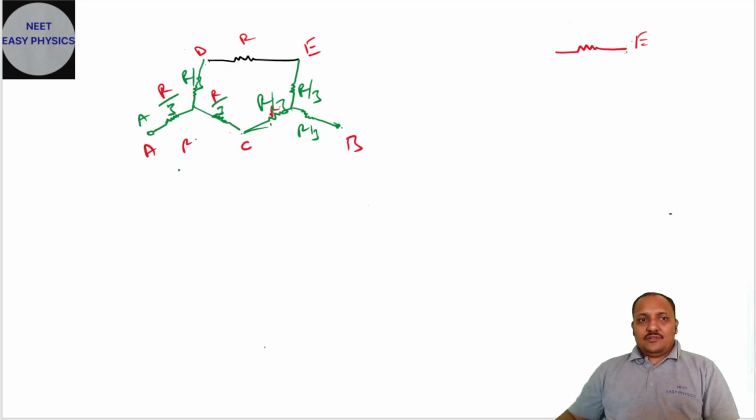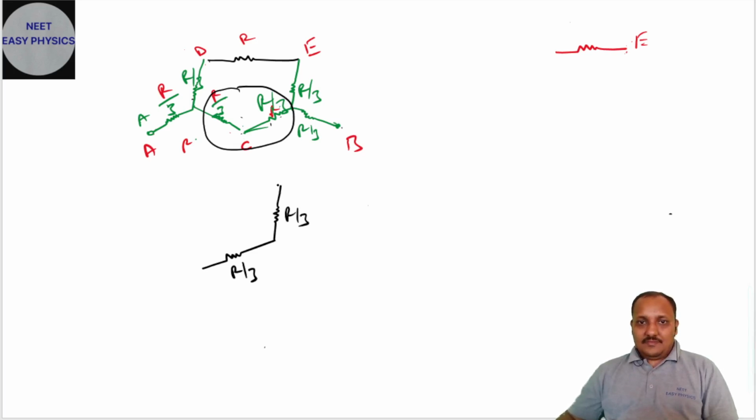Now if we observe, the previous diagram we converted like this. Now you have seen how R by 3 is connected. R by 3 is connected in series. Therefore, you will get here R by 3, and this is R by 3. This is going to be R.